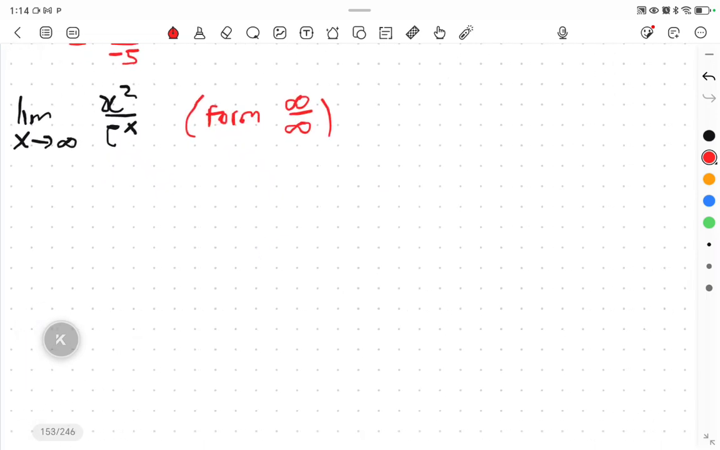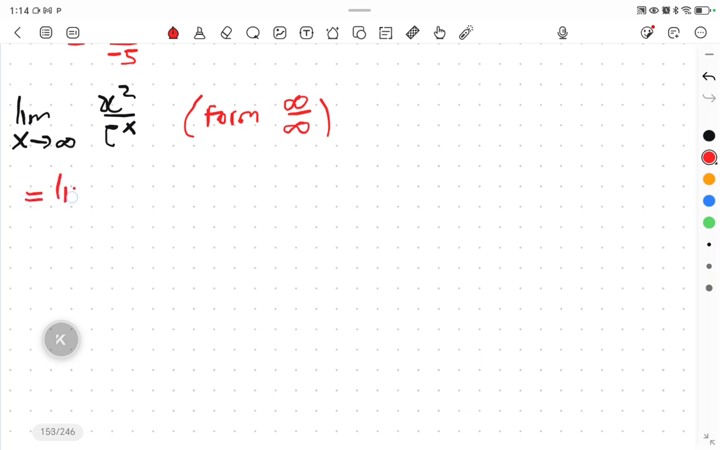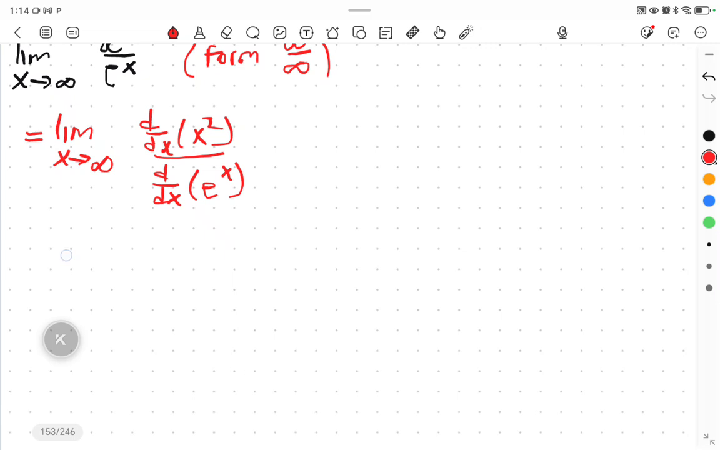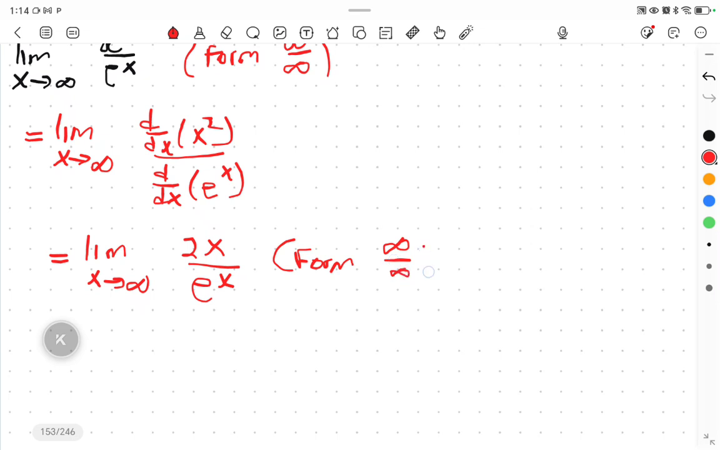So this means that I can come and apply L'Hopital's rule. So I just have the limit as x approaches infinity. I derive the numerator, which is x squared. I derive the denominator, which is e to the x. Now when I derive the numerator, I get 2x over, the denominator remains the same. Then we check, this is still in, I didn't write the limit. This is the limit, x approaches infinity of 2x over e to the x. When we check, this is still in the form of infinity over infinity. It means that I need to derive again.